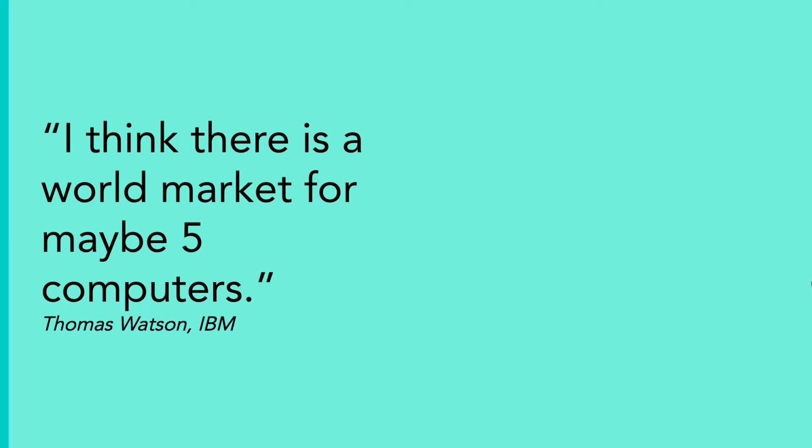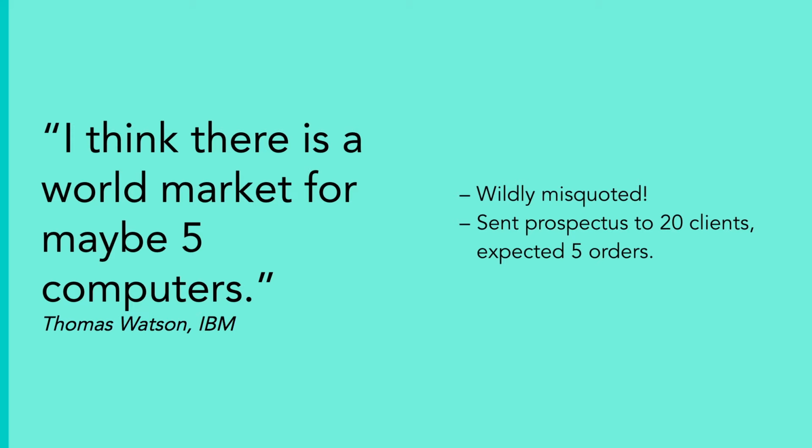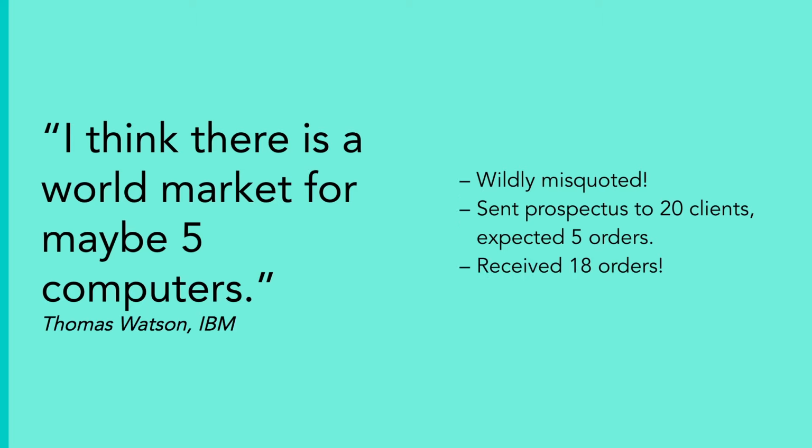Everybody is familiar with this famously bad prediction attributed to Thomas Watson, an early CEO of IBM. "I think there is only a market for 5 computers." What few people know is that it's not actually what he said. What Mr. Watson said in the shareholder meeting is that they had sent a prospectus about the IBM 701 electronic data processing machine to 20 potential clients. They thought they would get the interest of 5 of them. But instead, they received 18.